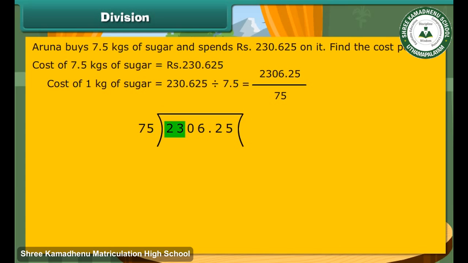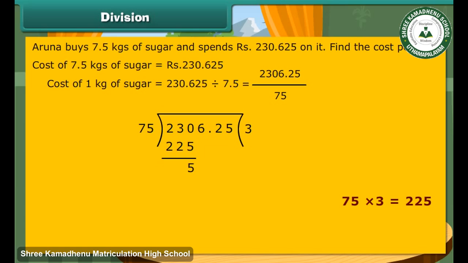Take the first two digits of 2,306.25 together, that is 23. 23 is too small to hold 75. Now consider the first three digits together, 230. 230 is big enough to hold 3 times 75, that is 225. Therefore, write 3 on the right and 225 beneath 230. Subtract and write the difference.